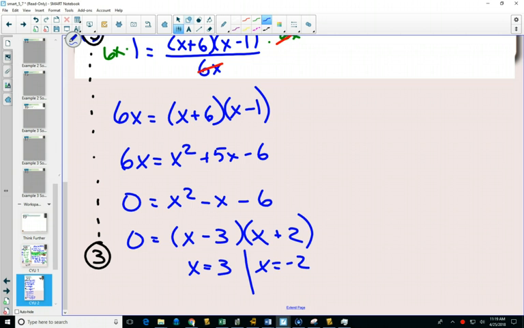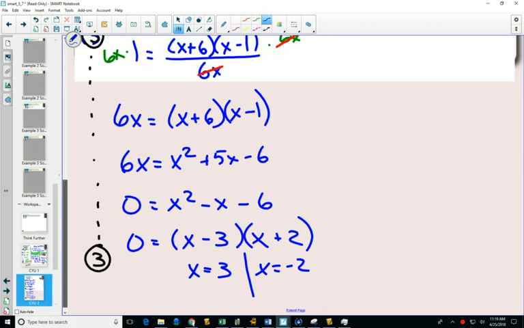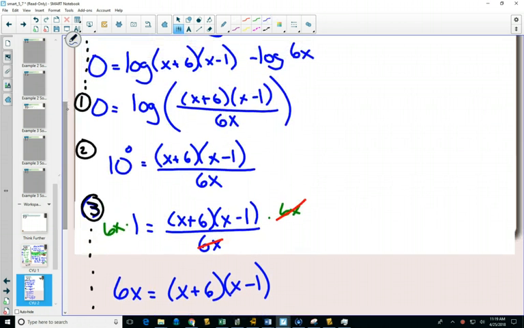I was just wondering how you got rid of the log and got 10 to 0. So from step 1 to step 2, that's just using the definition of a logarithm. When I write a logarithm as a single logarithm, log base 10 of this equals 0. The 10 is like the base. The 0 is the exponent because logs solve for exponents. And what's inside the logarithm is the answer. So I'm just using the definition of a logarithm to change from log form to exponential form. And that's when we introduced logarithms for the first time. The first thing we did was, this is the definition of a logarithm.